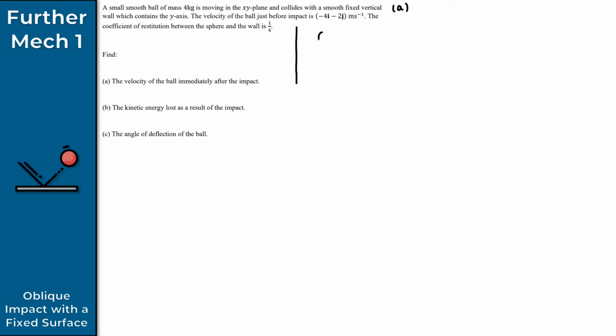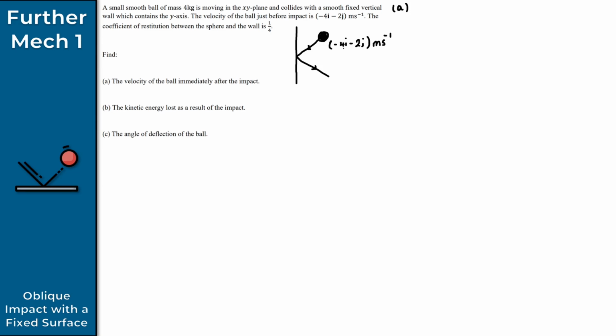We then have our ball here. I'll just shade that like so. This travels towards the wall like so. It hits this wall here, our fixed surface, and it bounces off, something like this. Now what we know here is the initial velocity. That's this here, as a vector. So we have minus 4i minus 2j meters per second.